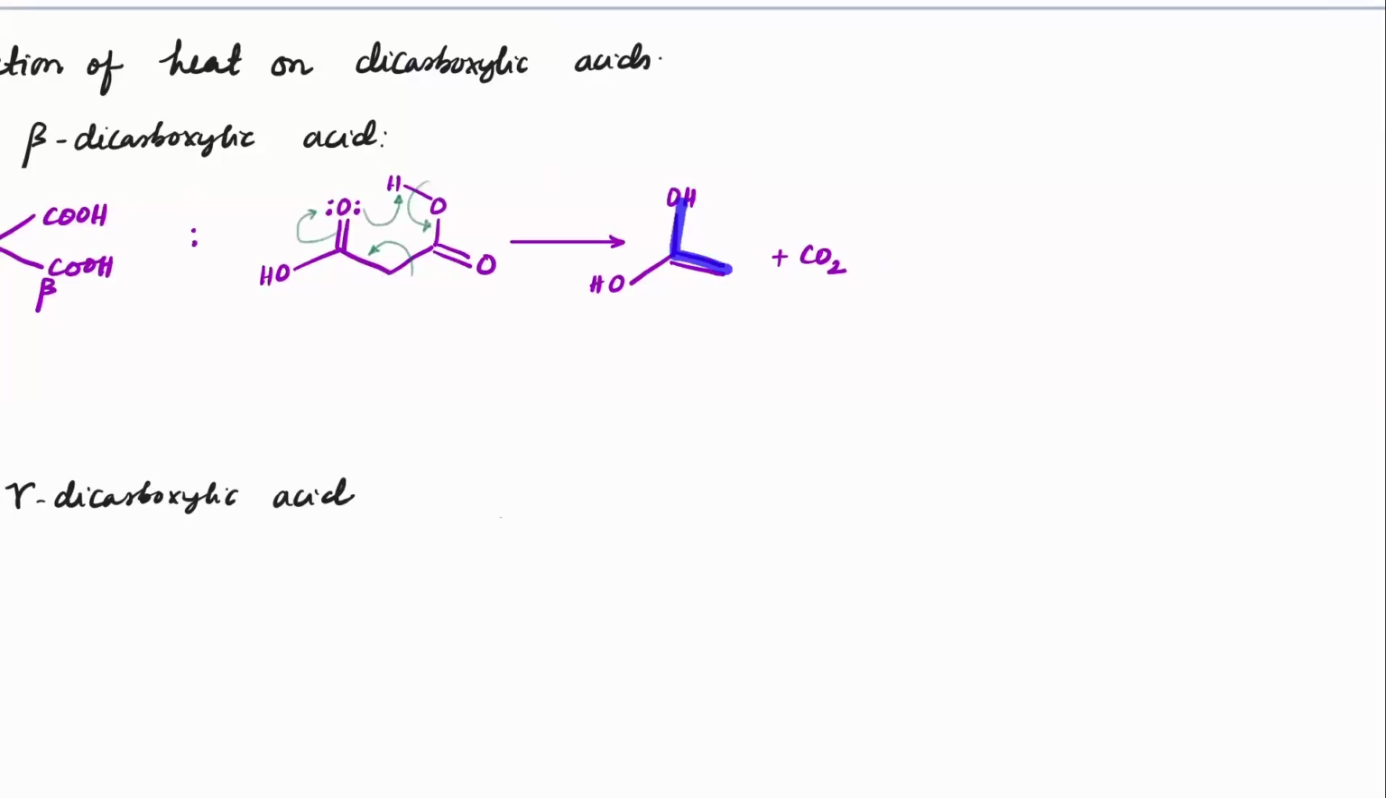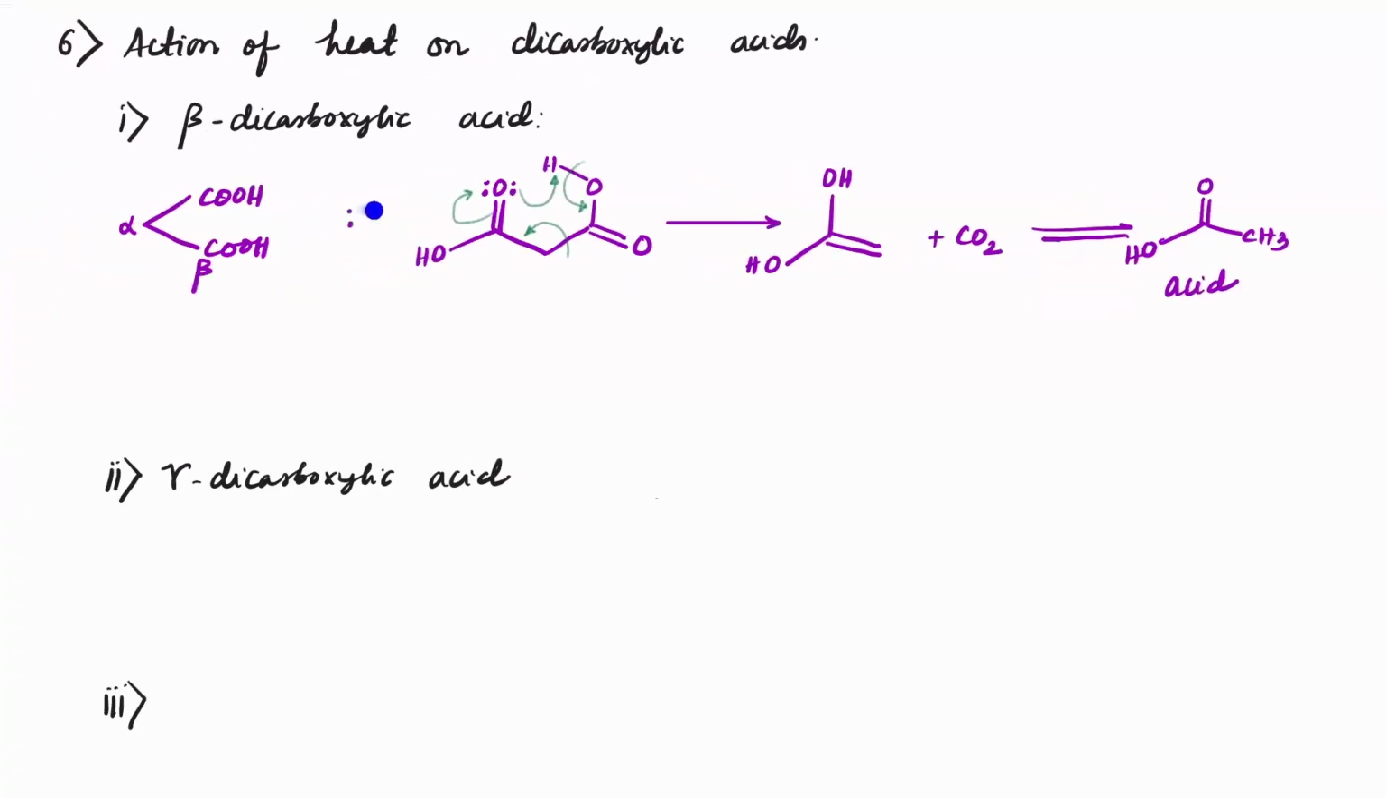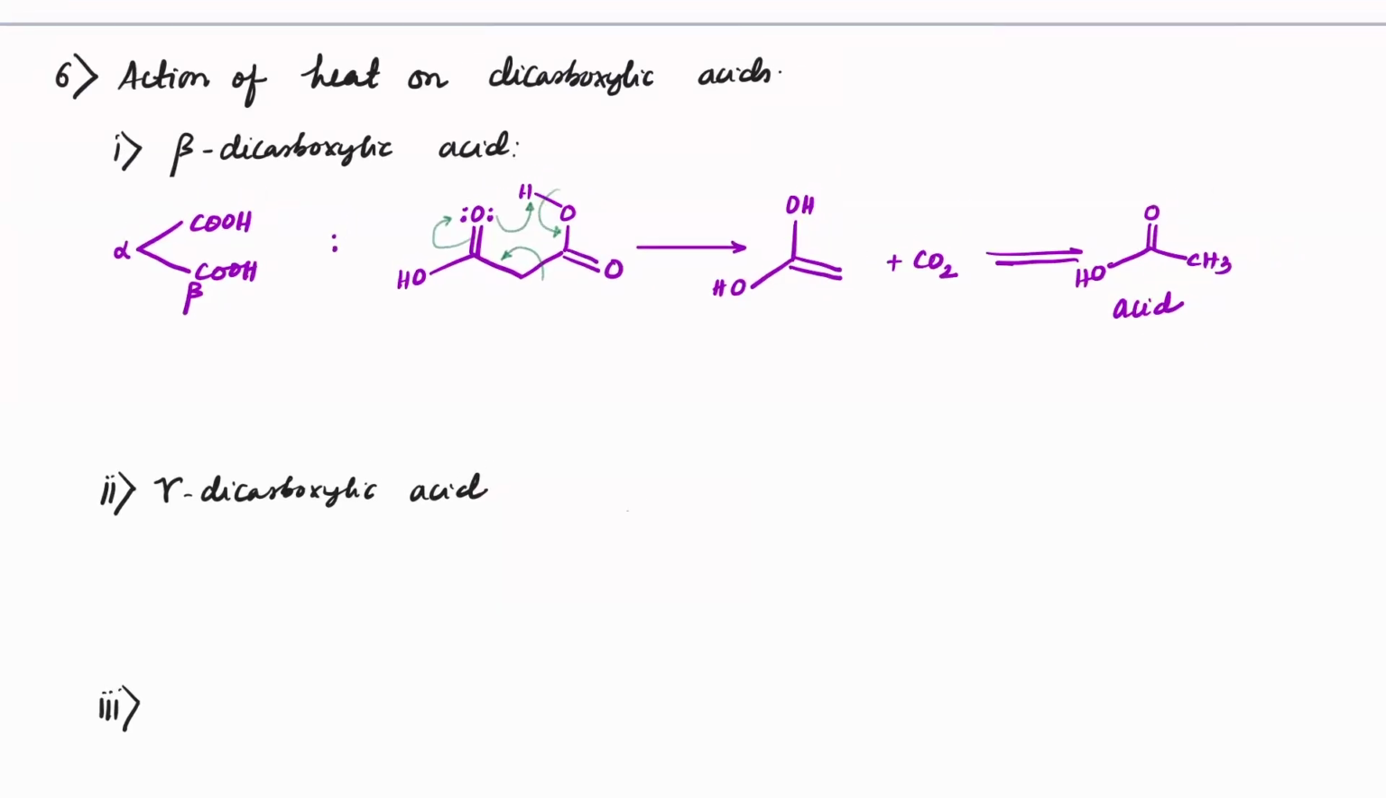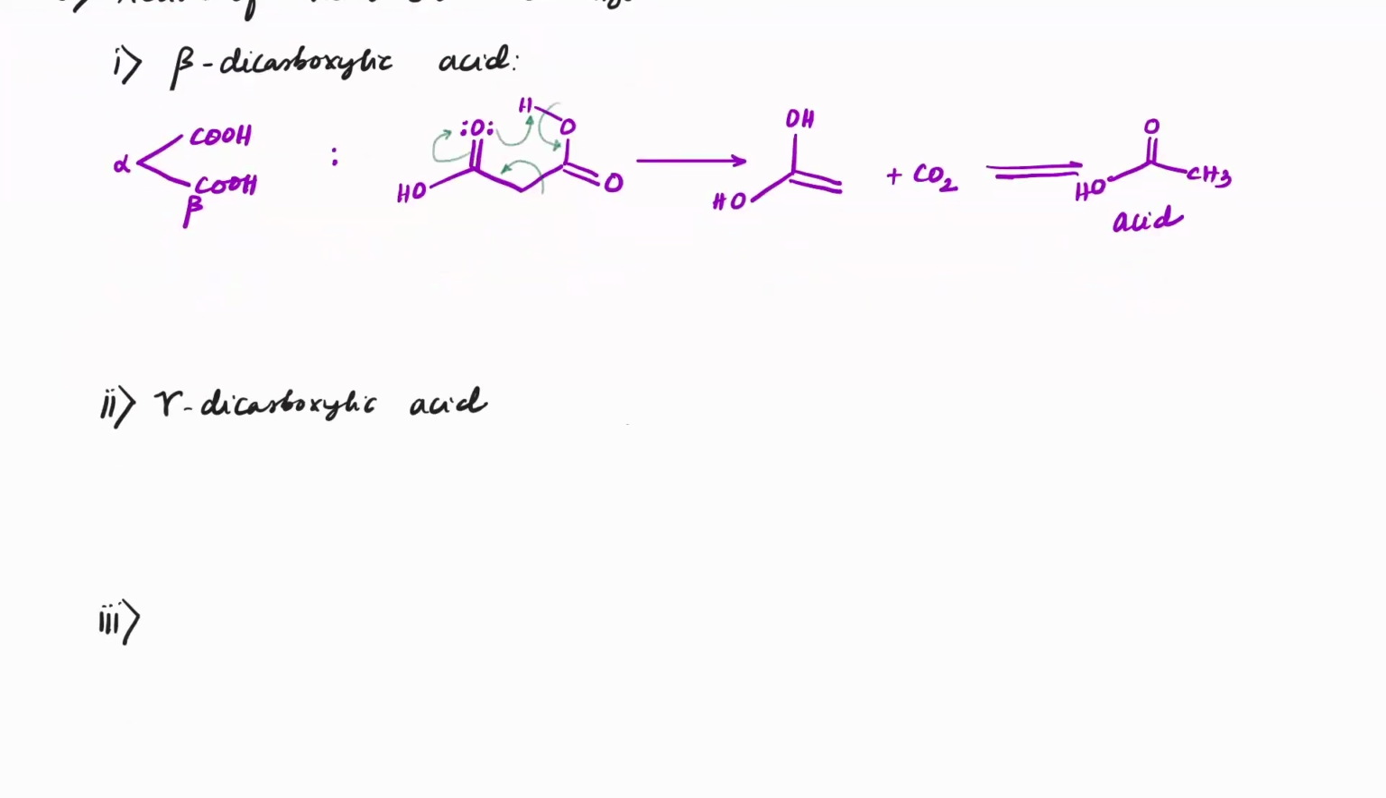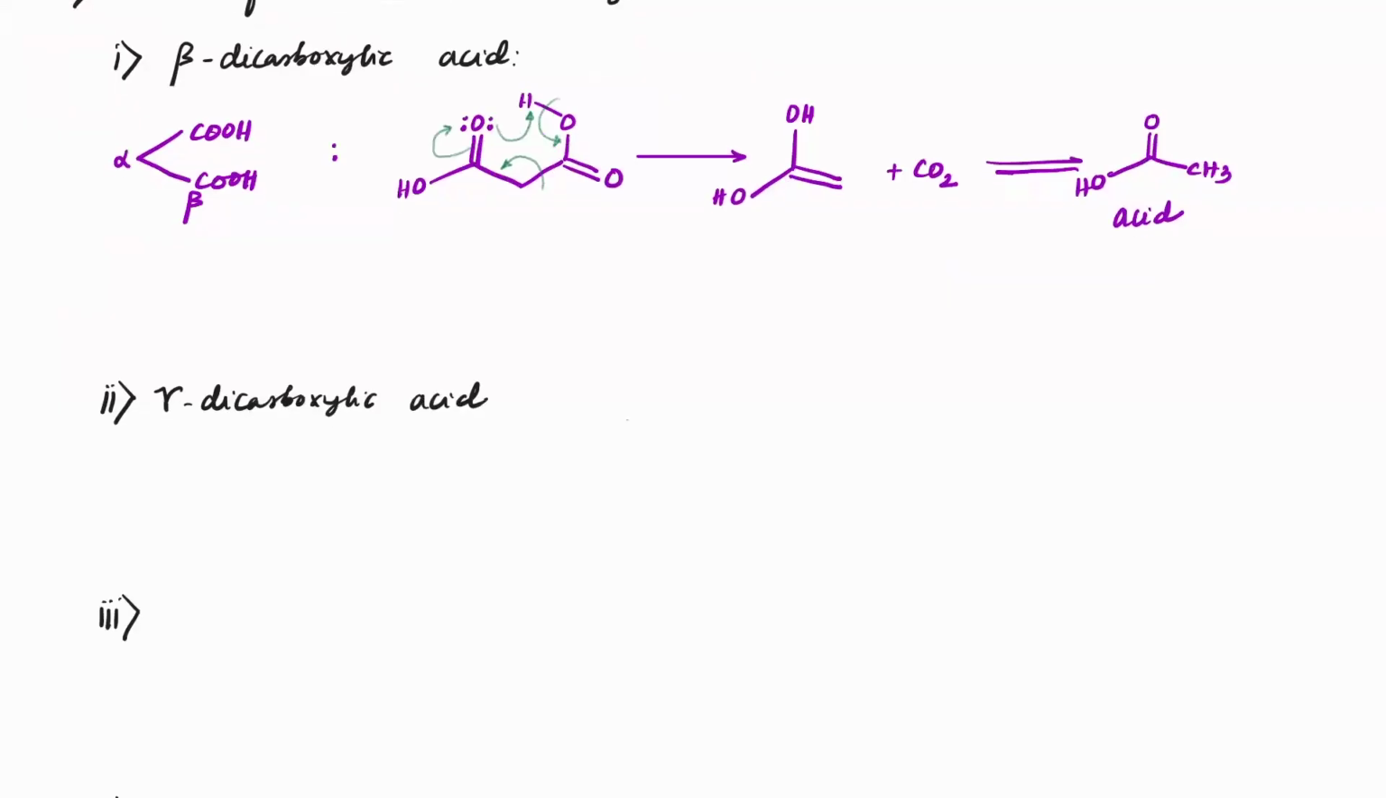This is an enol form. Enol is unstable, so it will convert into a keto form, which is C double bond O CH3, and on the other side we have OH anyway. So what do we get? An acid. So diacid will convert into monoacid with carbon dioxide. So this is also a decarboxylation reaction. It will undergo decarboxylation here. Correct.